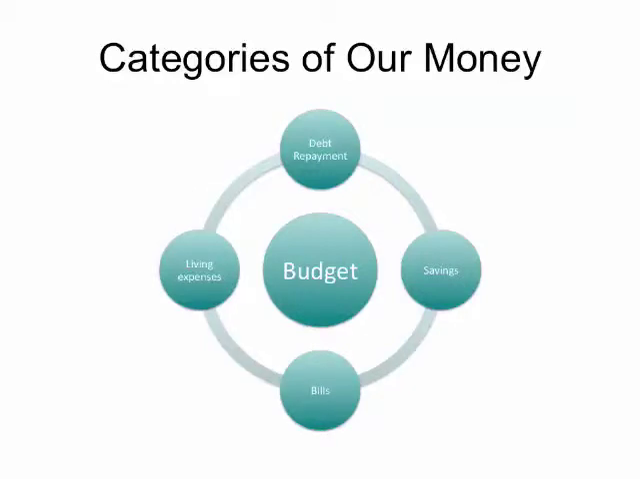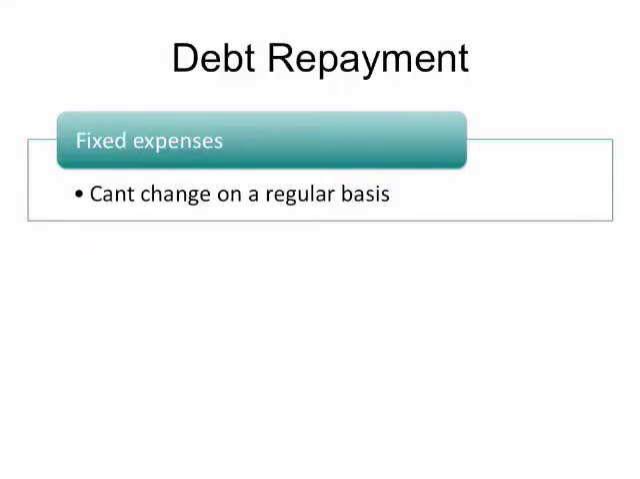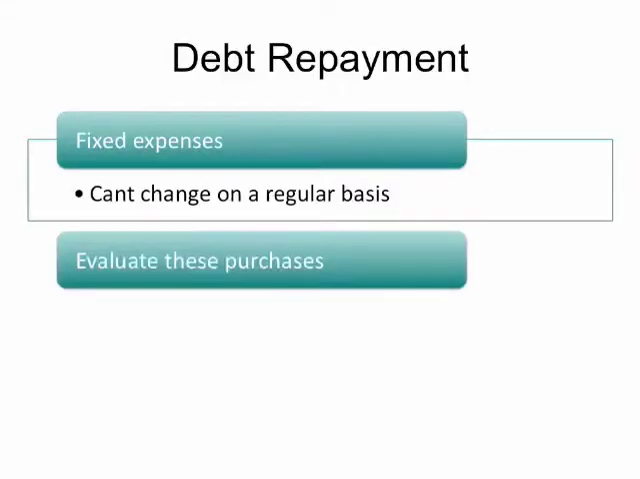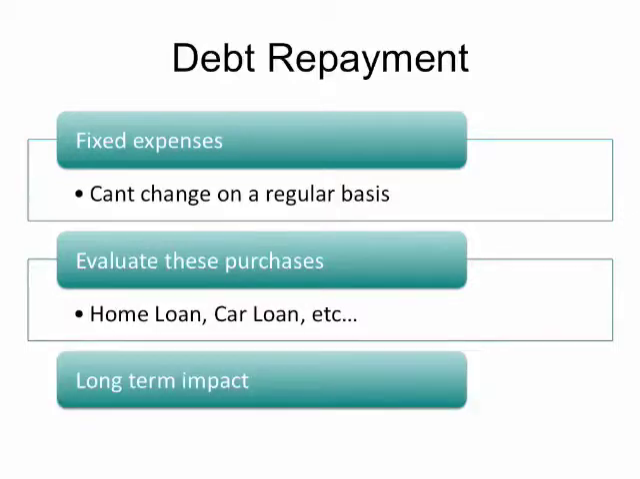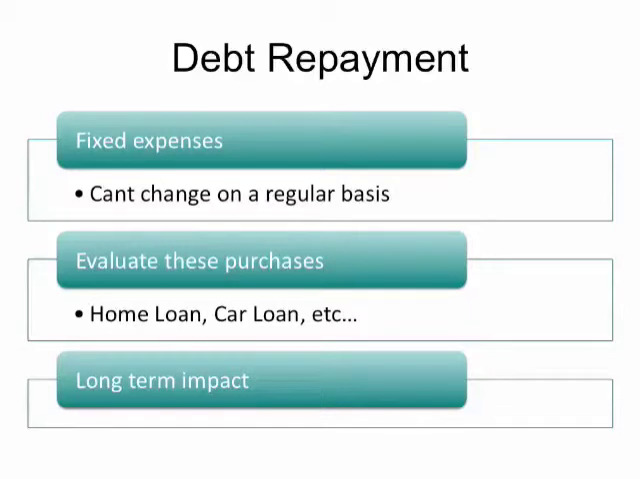The first category of budgeting is debt repayment. These are fixed expenses that do not change on a regular basis. There's not much ability to save money in this area very quickly. These are usually larger purchases that we need to finance in order to purchase. This means we need to evaluate these choices since they are not easy to change. We need to look at the long-term impact of these choices and how they affect our total financial picture.